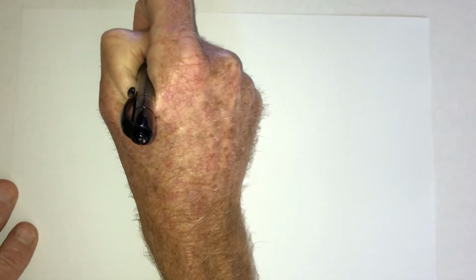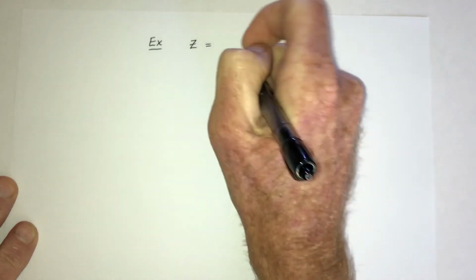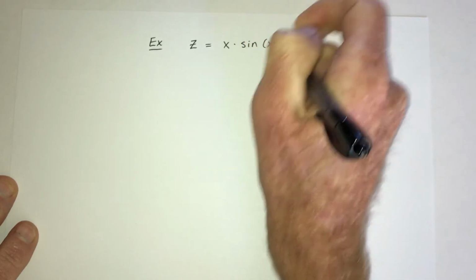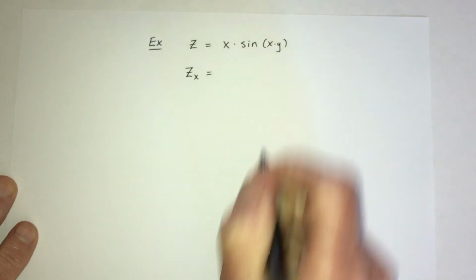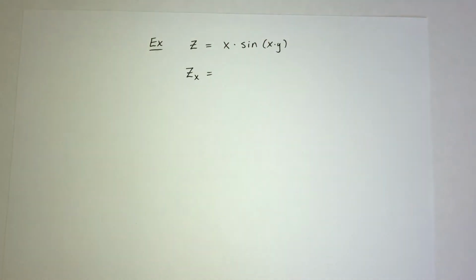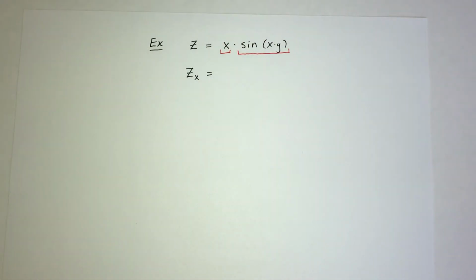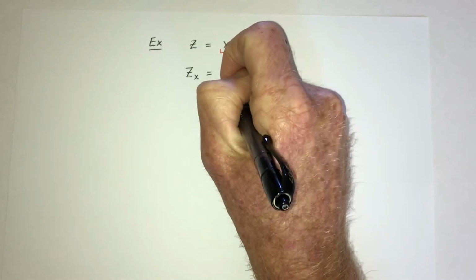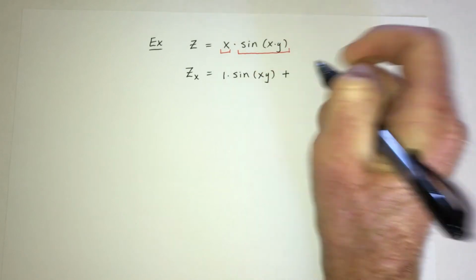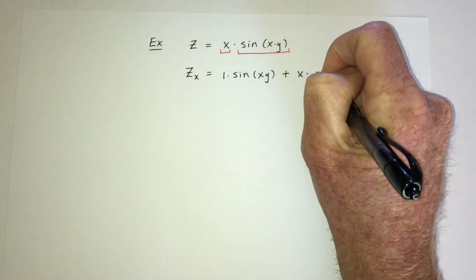For the next example, how about some trigonometry? Suppose that z equals x times sine of x times y. What's the derivative with respect to x? Now this is a product and it has x in 2 different places. So then we need to view it as the product rule. So take the derivative of the first function, that's going to be a 1, and then leave sine alone. Plus the product rule says leave x alone, and now take the derivative of sine. And the derivative of sine is cosine.